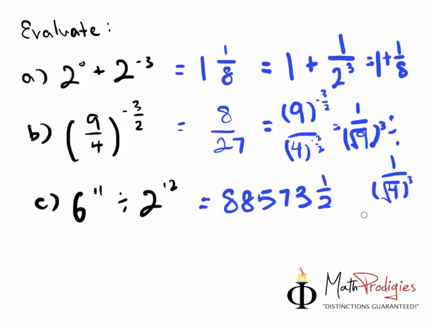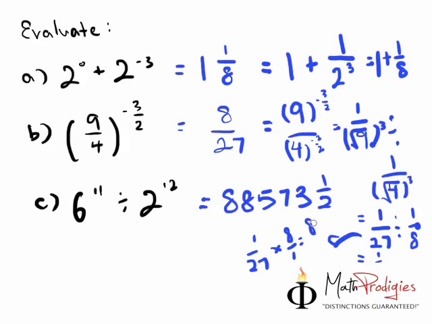So in this case, you will get 1 over, what's square root 9? 3. 3 cube, you get 27. 1 over 27 divided by, square root 4 is 2, and you cube the whole thing, you get 8, divided by 1 over 8. And hence it becomes 1 over 27 times 8 over 1, and then you get 8 over 27. That's the answer.